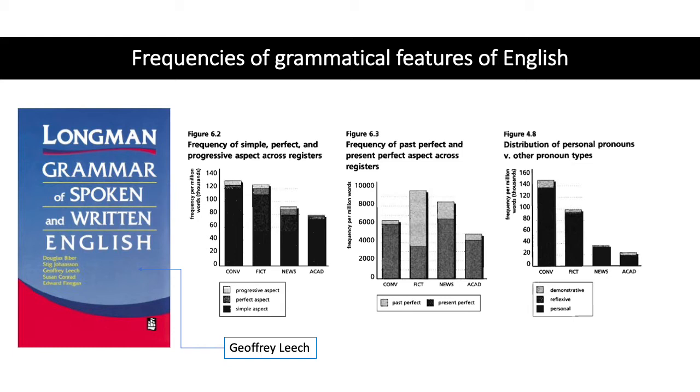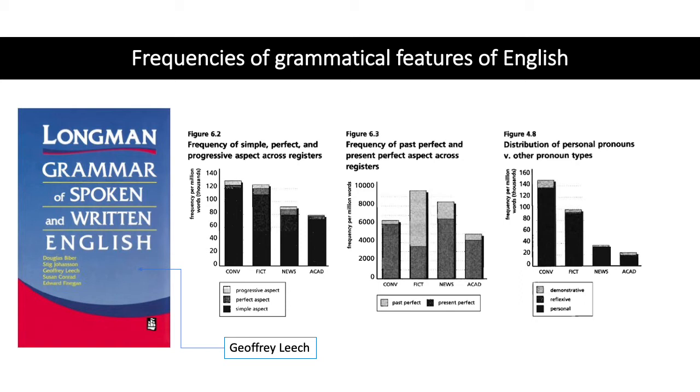This revolutionary little grammar of English compares features of grammar in 4 registers: conversation, fiction, news, and academic writing. It was published in 1999 and motivated Leach's article 2 years later. Actually, it's not so little. Its 1,200 pages are full of graphs and charts and tables, quite unusual for a grammar book.